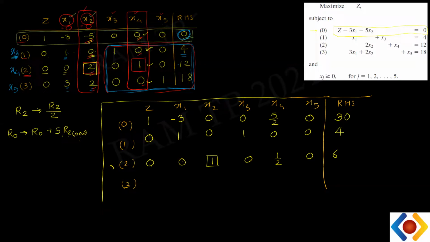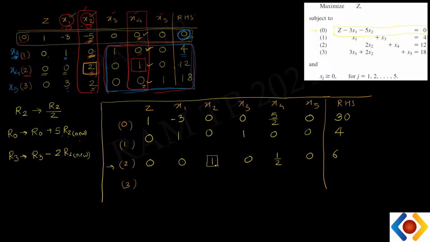Okay. What about this? We need 0 here. And what do we have? 2. Okay. So we need to modify this. So the transformation will become R3 equals R3 minus, we have 2 here, so 2 times R2 new. Why 2? Because we have 1 here, right? Clear? We are referring to this row.